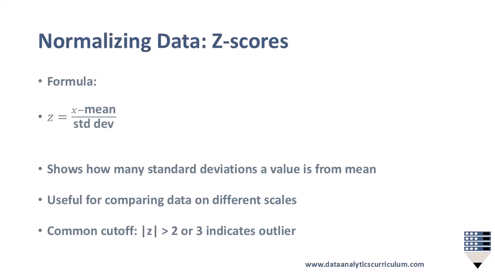Normalizing data, z-scores. Sometimes you need to compare variables on different scales. That's where z-scores come in. A z-score measures how many standard deviations a value is from the mean. The formula is z equals (x minus mean) divided by standard deviation. If the absolute value of z is greater than 2 or 3, the data point may be an outlier. Z-scores let you compare variables measured in different units, like income, height, or test scores, on a common scale.